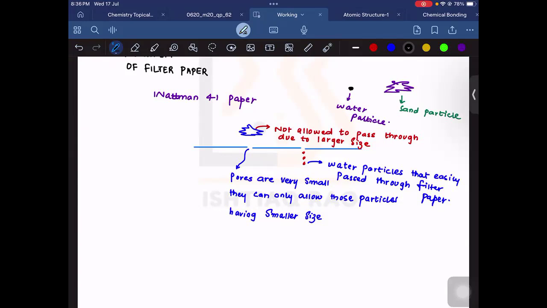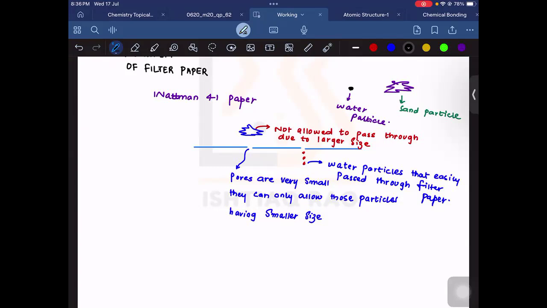So yes, we know that it takes so much time to pass through, because the pore size is very small, so even the liquid particles cannot pass through very easily. So it is a very slow process, but a very accurate process. Remember, okay? Very slow process, but very accurate process.